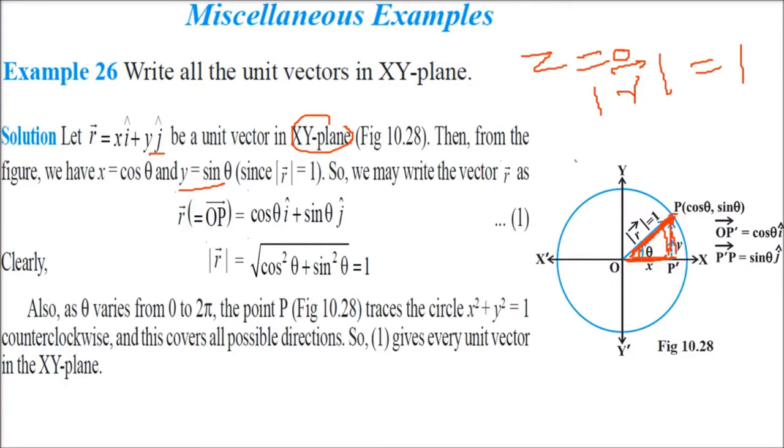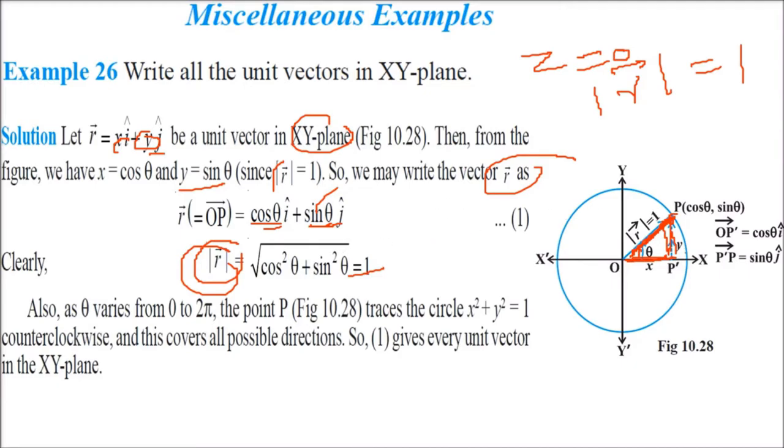Now we may write this vector r, with an arrow above it as a vector, which is represented by OP here. It is cos theta i plus sin theta j. What is the magnitude? Under root of cos square theta plus sin square theta, which is equal to 1. So this is the mod. Mod basically is the magnitude.